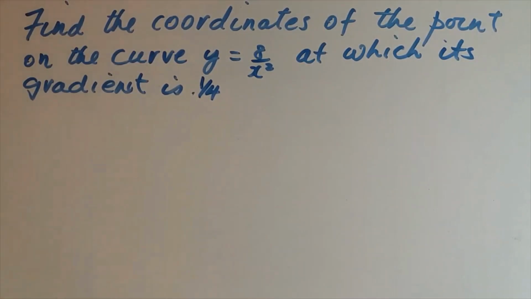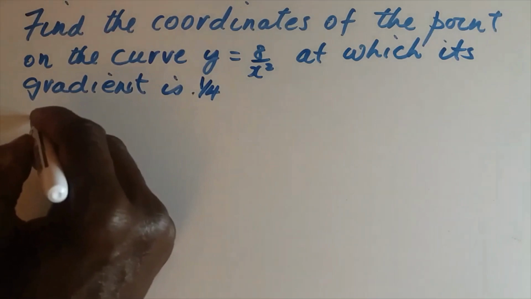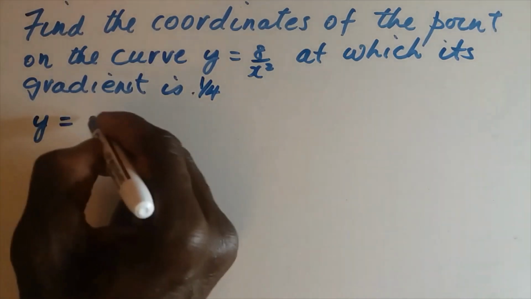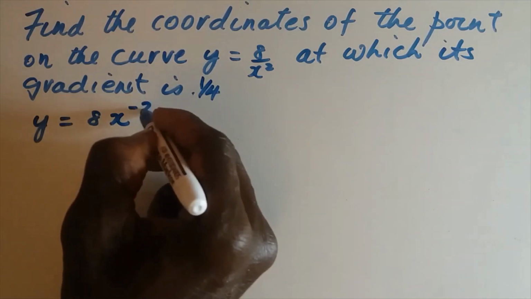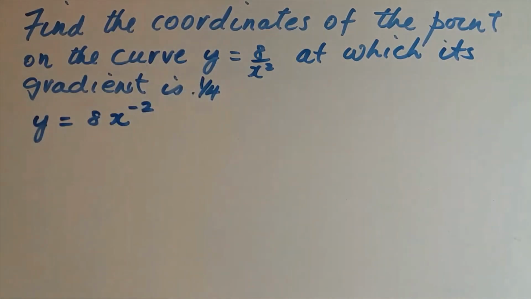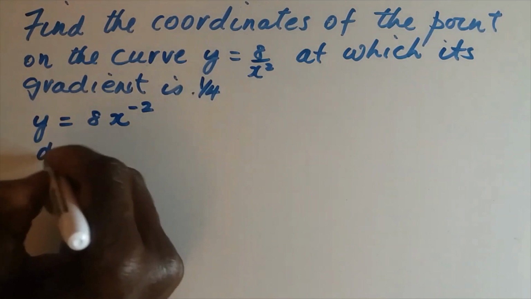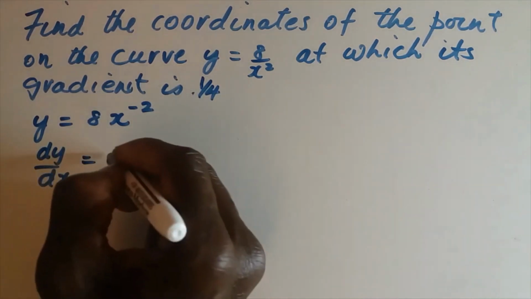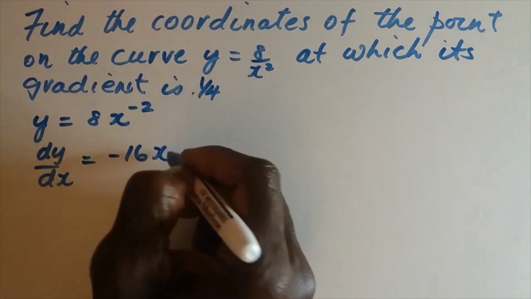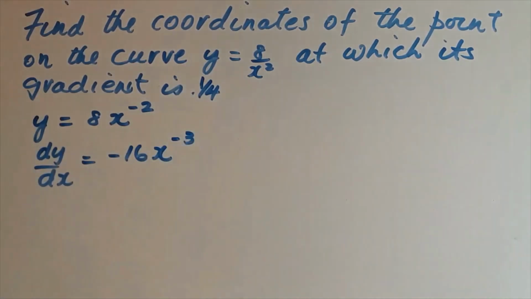Find the coordinates of the point on the curve y is equal to 8 over x squared at which its gradient is a quarter. We can write y as 8x to the minus 2, and we can find the gradient, which is dy dx is equal to minus 16x to the minus 3.